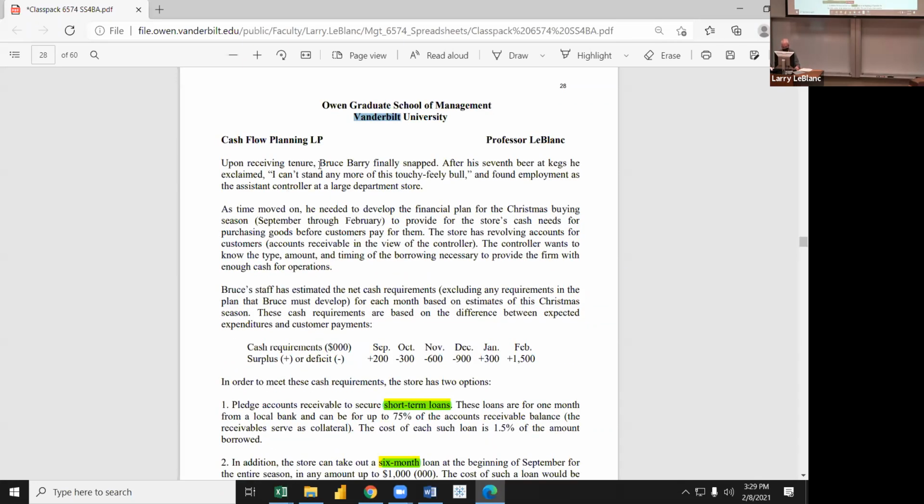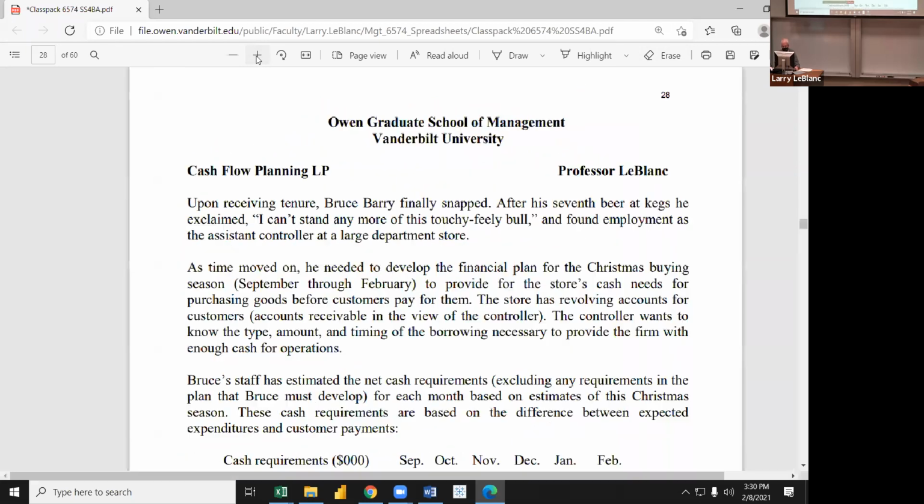I'm picking on Bruce Barry because he's the least technical guy I know. After his 7th beer, he says, I can't stand any more of this touchy-feely. Oh, I want to do linear programming.